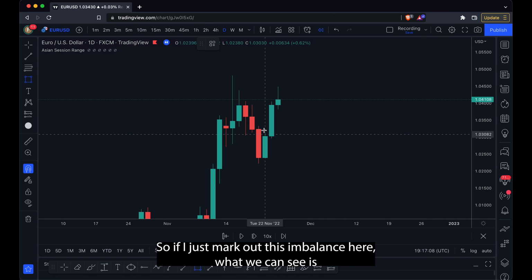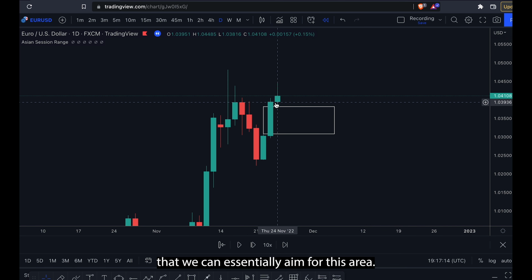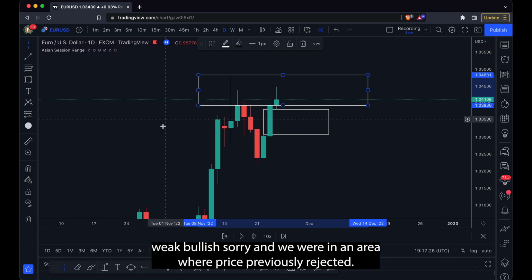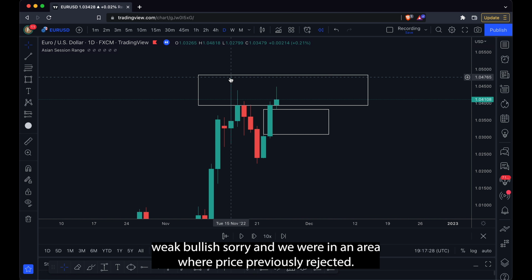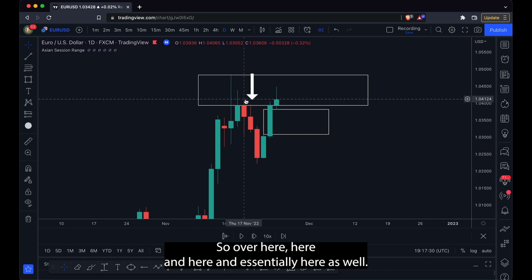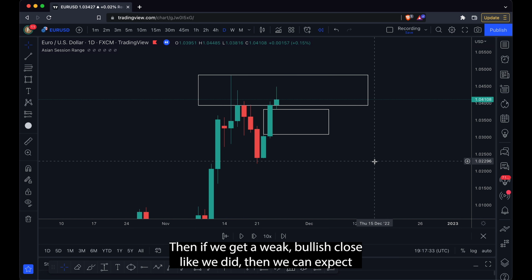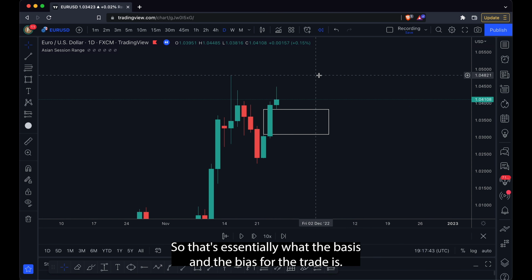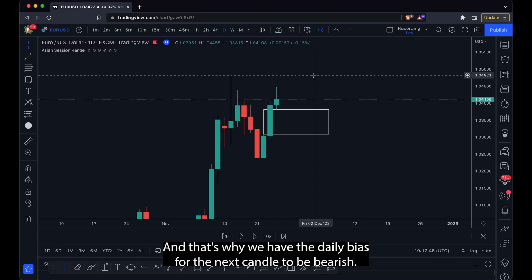If I just mark out this imbalance here, we can essentially aim for this area. Now we understand that this candle closed weak bullish, and we were in an area where price previously rejected, so over here, here, here, and essentially here as well. If we get a weak bullish close like we did, then we can expect the next candle to move to the downside and fill this imbalance over here. So that's essentially the basis and the bias for the trade, and that's why we have the daily bias for the next candle to be bearish.